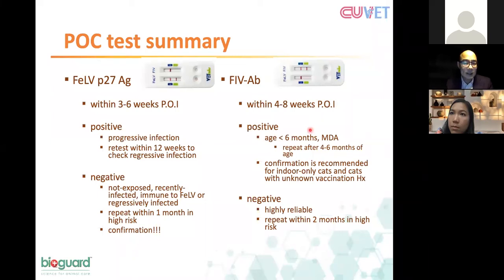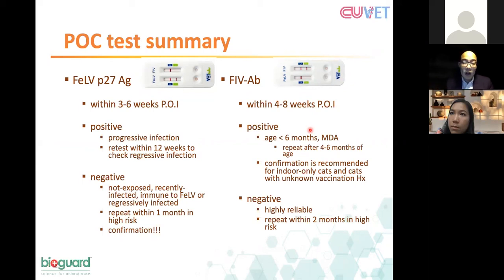If the test is positive, be careful with kittens less than 6 months old, because the antibody might come from maternally derived antibody. So I would suggest to repeat the test after 4 to 6 months of age, or just wait until the kitten is older than 6 months and do the test.